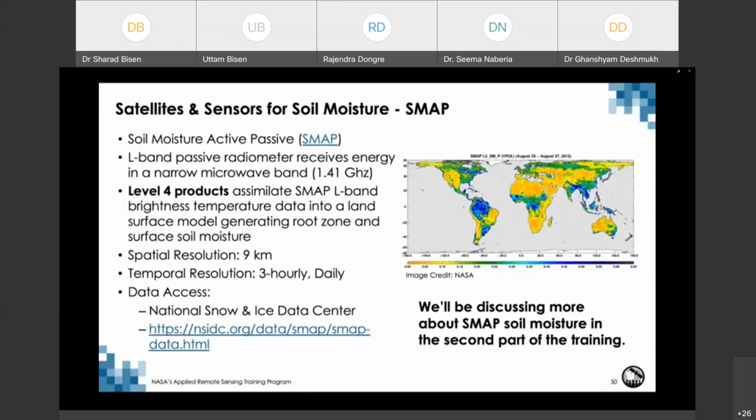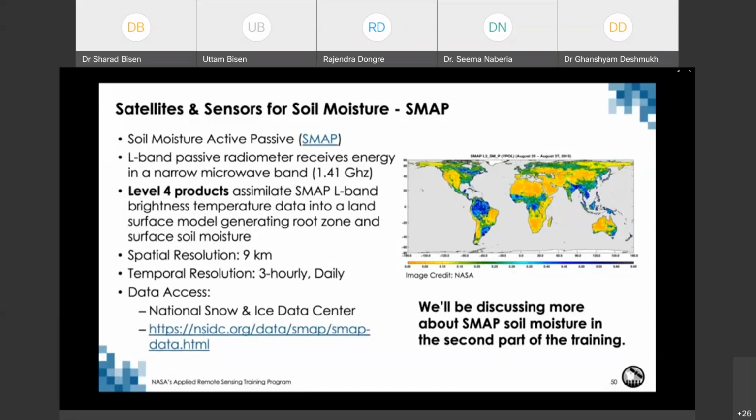SMAP helps provide information on water availability and environmental stress for estimating plant productivity. Observed variations in soil moisture, regardless of the data resolution, correlate very well with variations in crop yield. SMAP data is used to model soil moisture using an L-band passive radiometer.